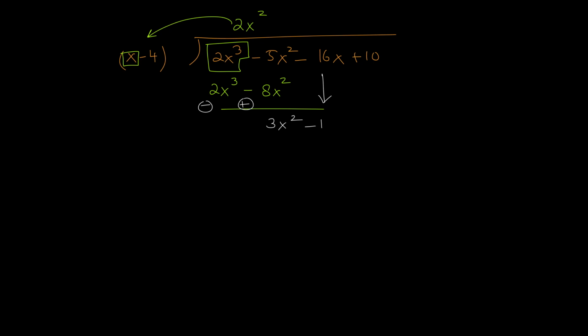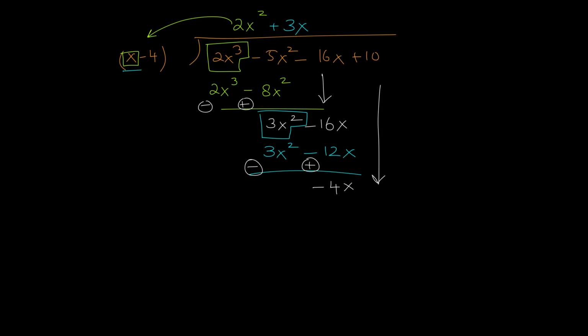Take one more term down. Repeat the same process. 3x squared over x is 3x. After multiplication, 3x squared minus 12x. Change the sign and add. That leaves us with negative 4x. Pull one more term down, that is 10. Repeat the same process. Negative 4x over x is negative 4. So this is negative 4x plus 16. Change the sign and add.